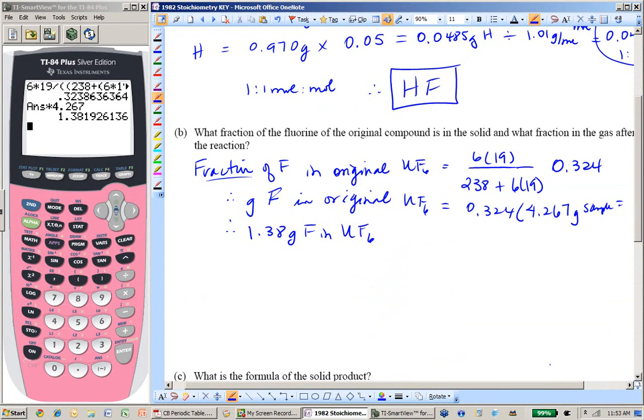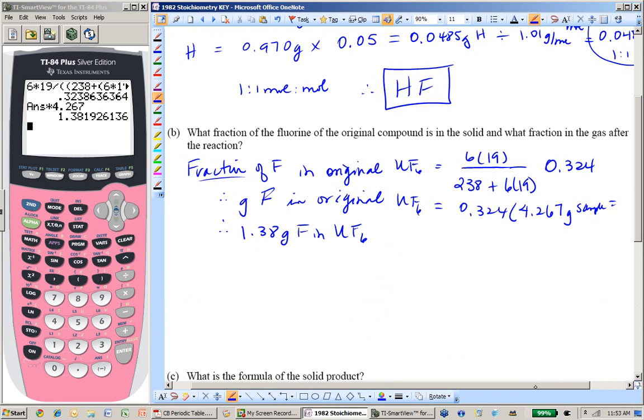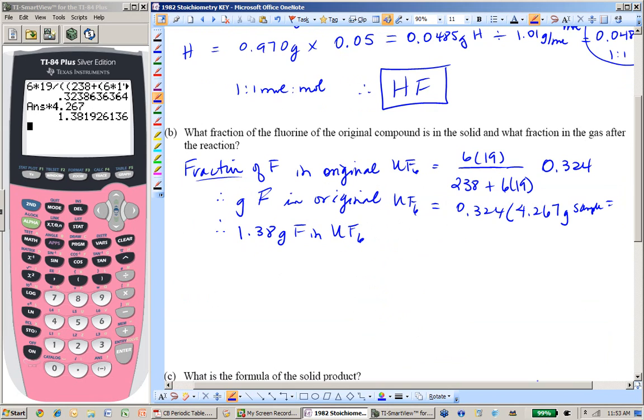Okay, so why did I do all that? Let's recap. What fraction of the fluorine of the original compound is in the solid, and what fraction in the gas after the reaction? The fraction of the fluorine in the original UF6 is 6 times the molar mass of the fluorine over the total molar mass, and I come out with 0.324. So now I need that in grams. The grams of fluorine in the original UF6 is that fraction of 0.324 times the grams of the entire sample, which is equal to 1.38 grams in the original UF6.